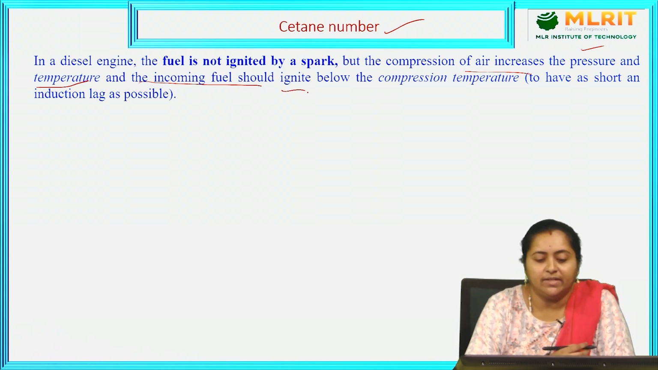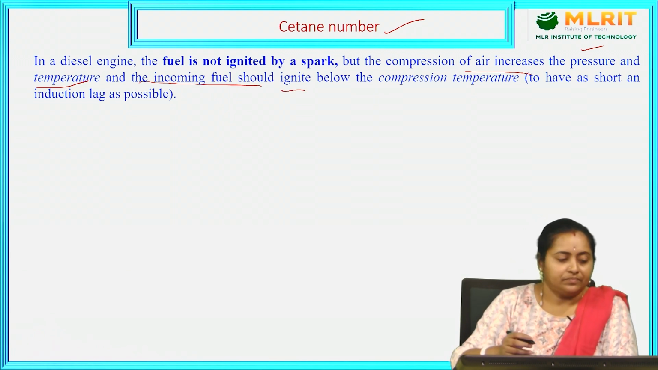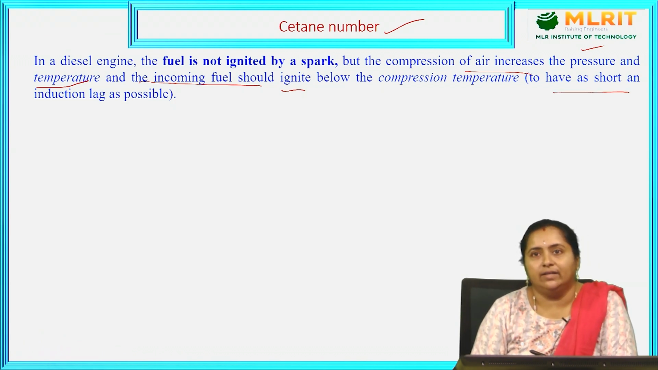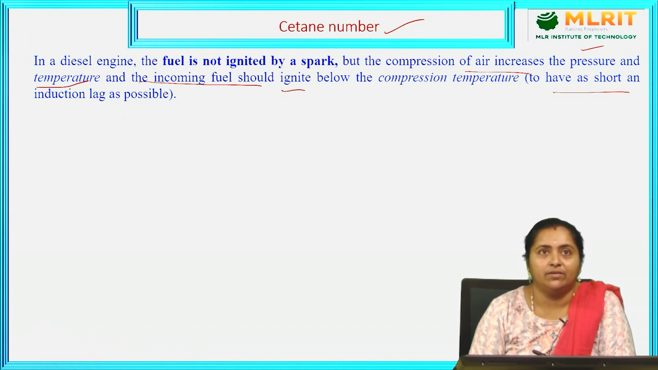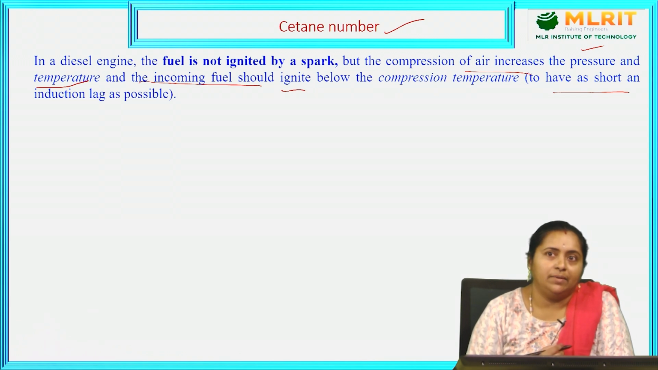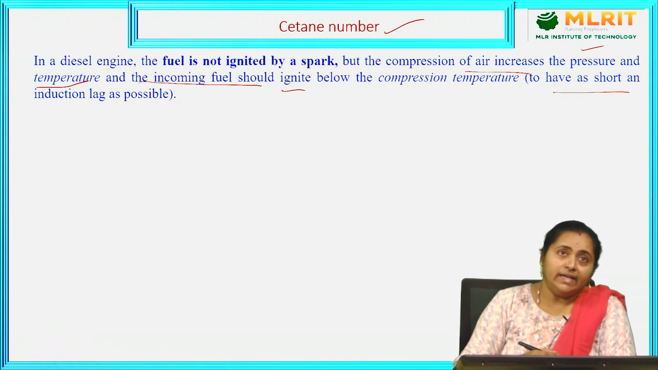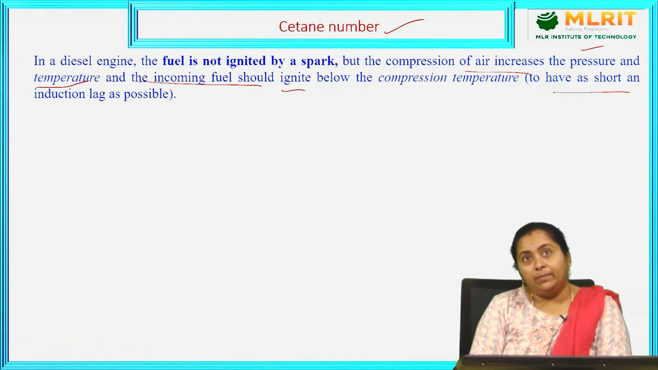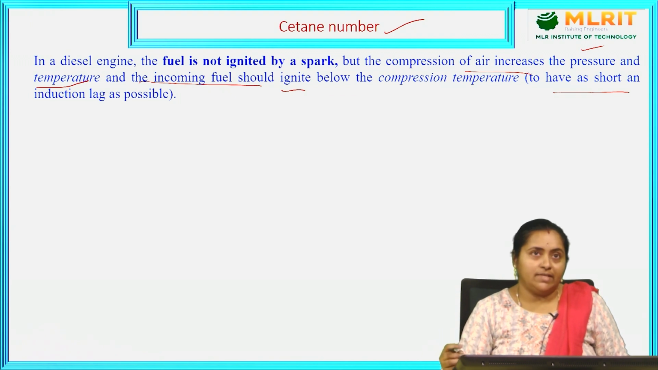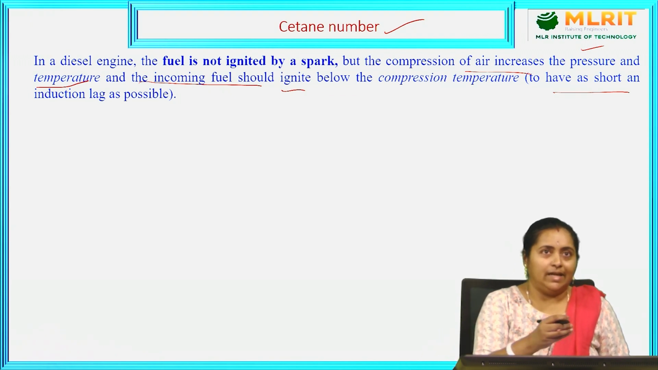So incoming fuel should ignite below the compression temperature, which is what we call induction lag or delayed ignition. In the case of the cetane rating or cetane number, or we can say in diesel based ICEs, ignition will be lagging behind, or we can call it induction lag, or simply delayed ignition. In the case of petrol based ICEs, it is very fast. So that makes a difference between cetane rating and octane rating, that is petrol based ICE and diesel based ICE. Ignition is a little lagging behind in this one.